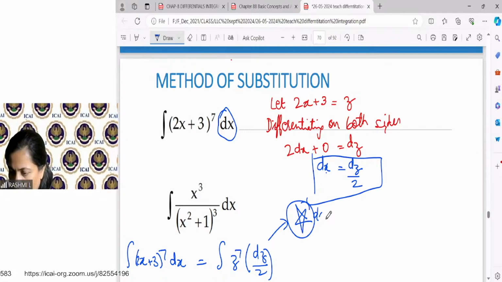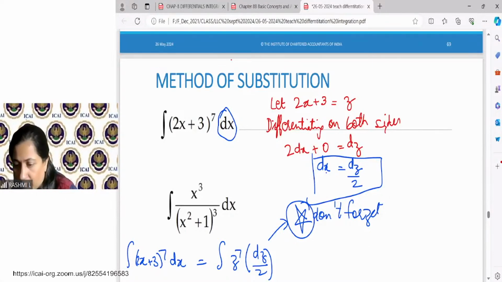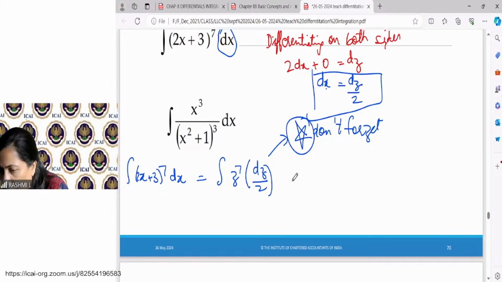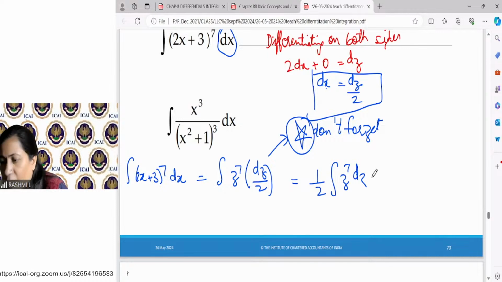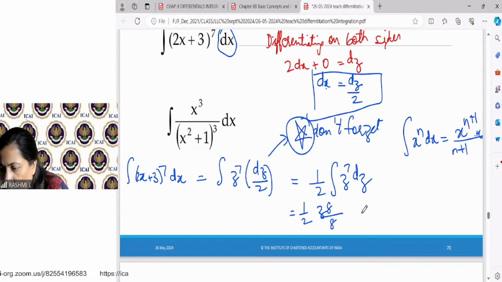Don't forget. Otherwise I substitute for the function and forget about the dx. That should not happen. So this is dz. Now this I can rewrite as 1 upon 2 integral z raised to 7 dz. Which formula am I going to use? Integral of x raised to n dx is equal to x raised to n plus 1 upon n plus 1 plus c. So this is equal to 1 upon 2 z raised to 8 upon 8 plus c.